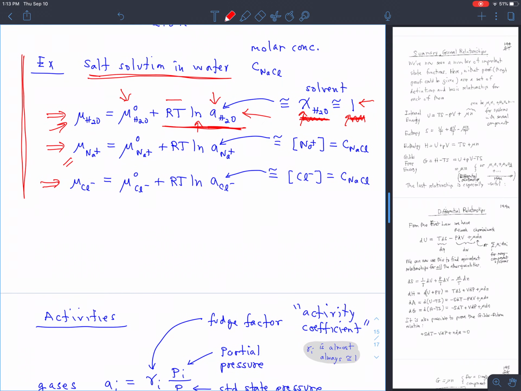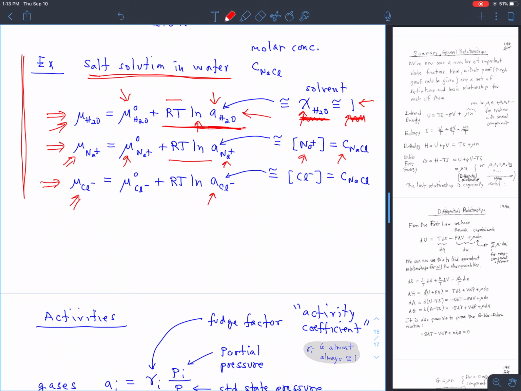Now for the solutes, the sodium ions, the chloride ions that are present in a salt solution, there's also a chemical potential. There's a standard state chemical potential plus an activity for the sodium. And that activity is usually taken to be the molar concentration of the sodium. And that's the same thing as the molar concentration of the NaCl itself, of course.